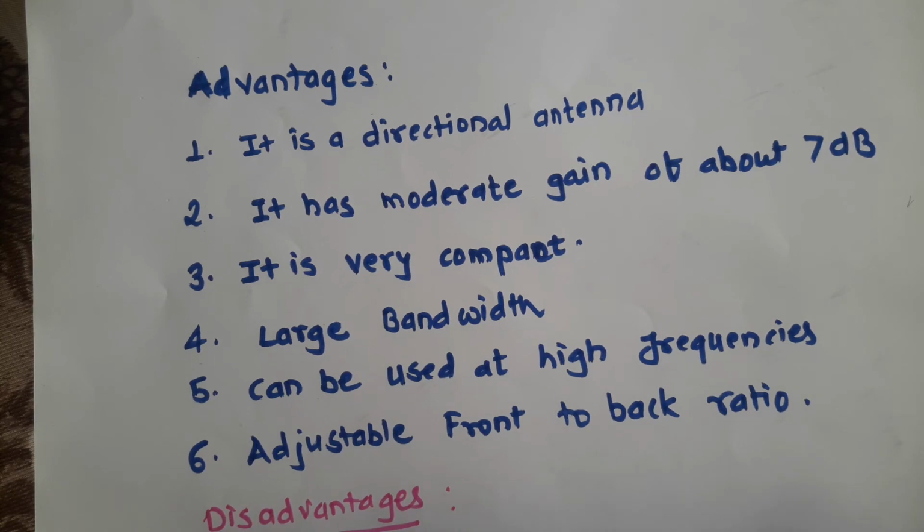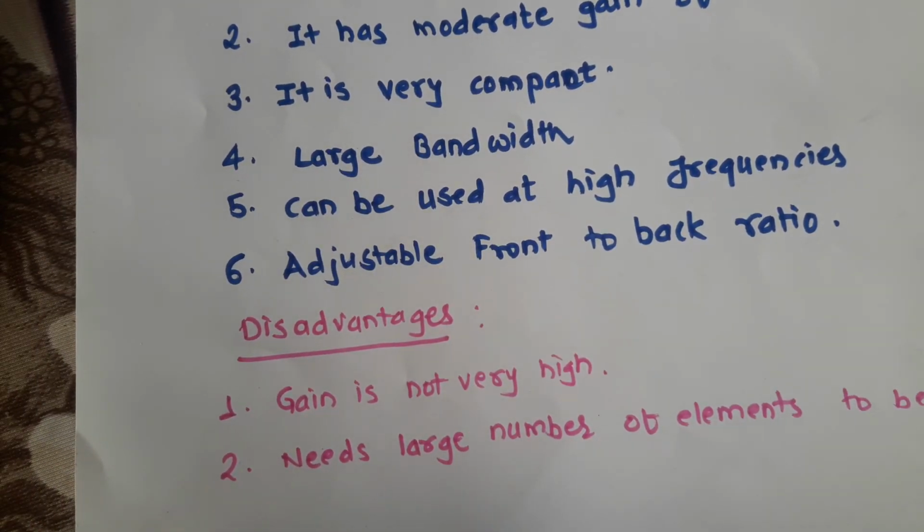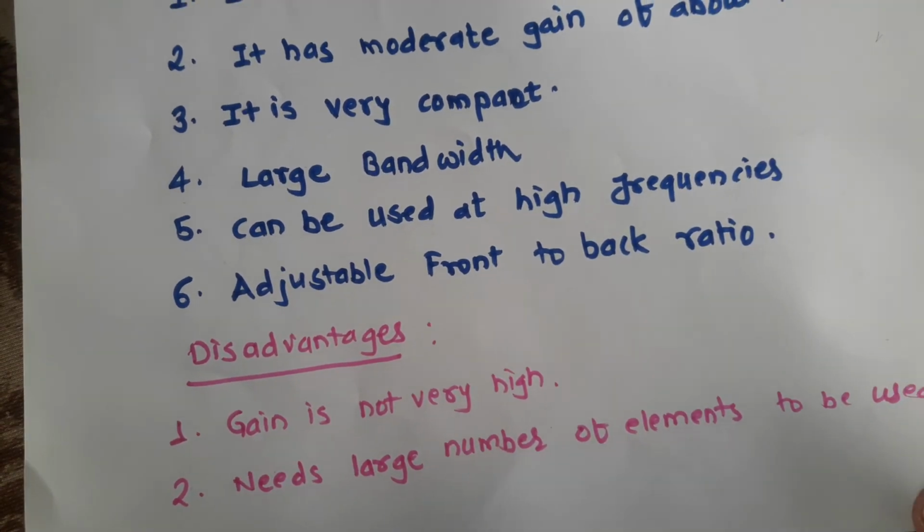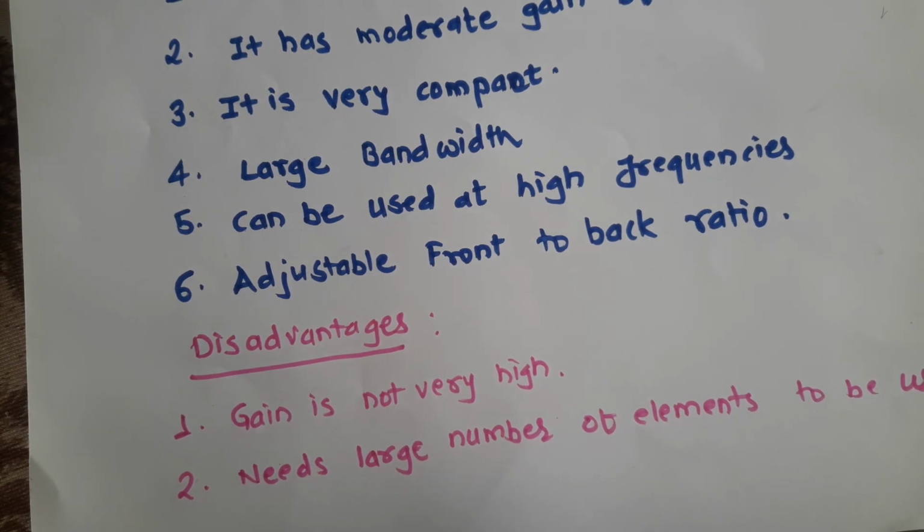This Yagi Uda antenna also has some disadvantages. The first disadvantage is that it is not a very high gain antenna. So the gain is not as sufficient as required for the antenna application, and it needs a large number of elements. Minimum 3 elements we need: reflector, folded dipole, and the director. To improve the directivity, the number of directors is increased. So that's why, depending on the application, the total number of elements used is more.